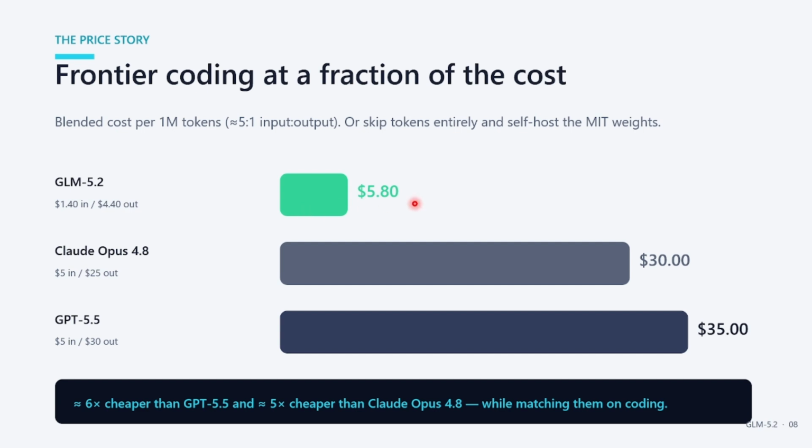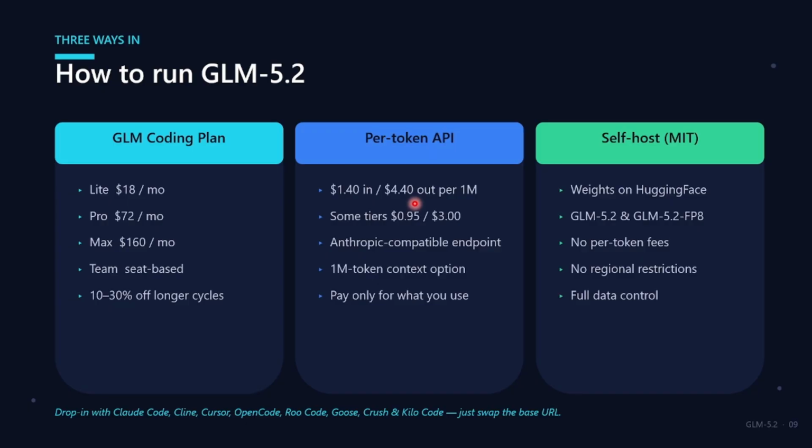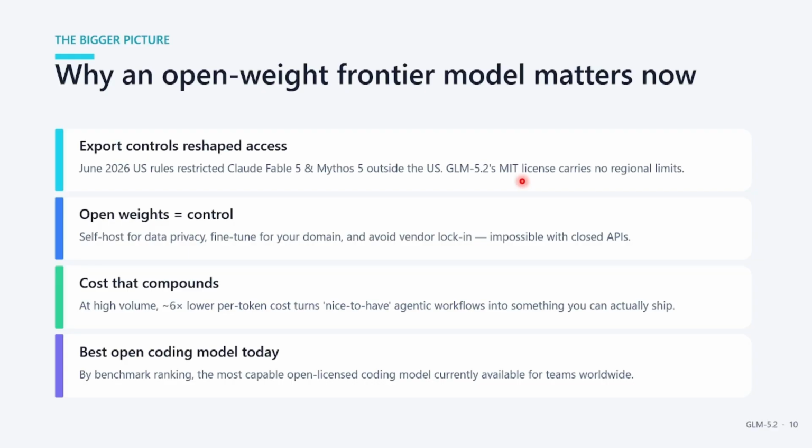Also, because the weights are open under MIT, teams can self-host and avoid per token API fees if they have the right infrastructure. There are three main ways to use GLM 5.2. First, you can use the GLM coding plan with monthly pricing. Second, you can use the per token API and pay only for what you use. Third, you can self-host the model because the weights are available under the MIT license. Self-hosting gives you more control over data, privacy, and cost, but it also needs technical setup and hardware. The slide also says it can work with tools like Claude Code, Cline, Cursor, OpenCode, and so on.